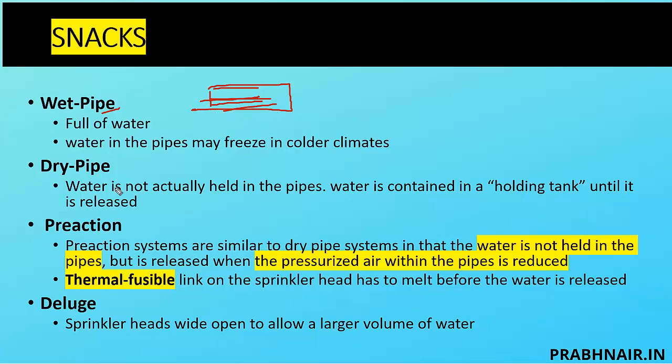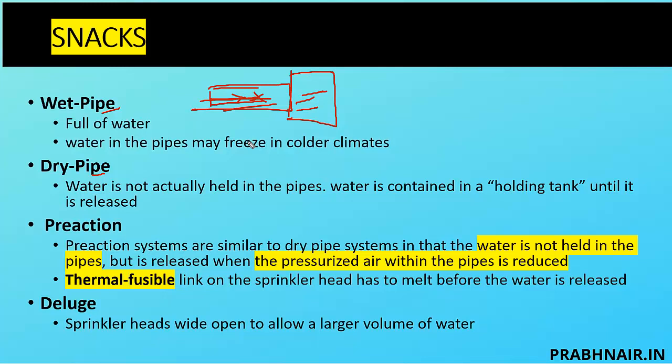The second is called a dry pipe, where water is not actually held in the pipes. Water is contained in the holding tank. So suppose we have a holding tank where we have water. There is no water in the pipe. It needs to be released after some period of time. That is called a dry pipe. So there is no water in the pipe. Water is contained in the holding tank.